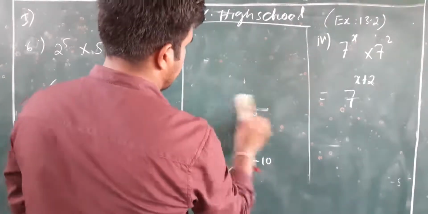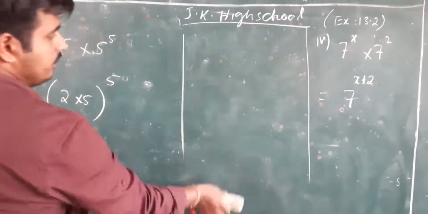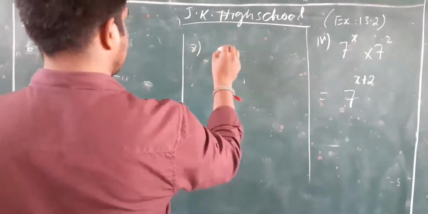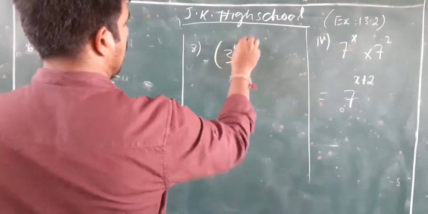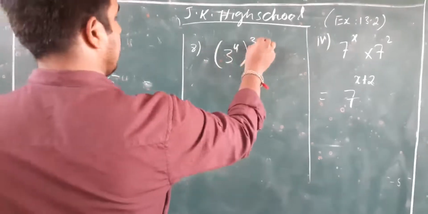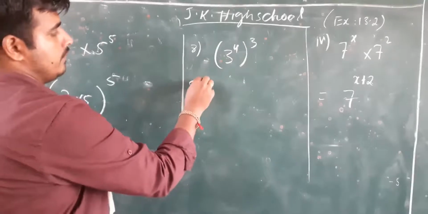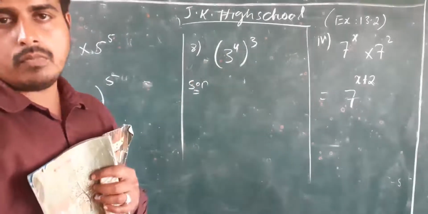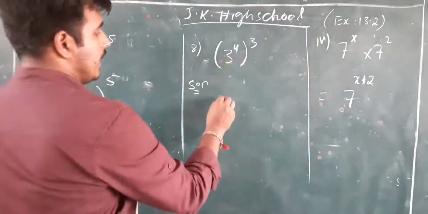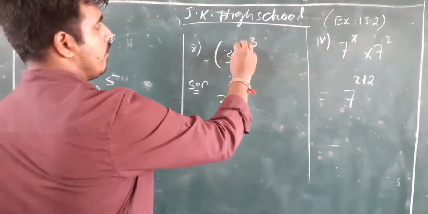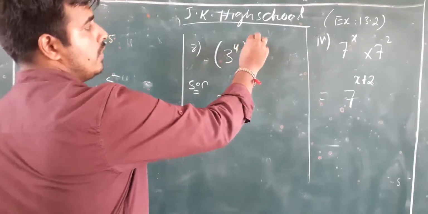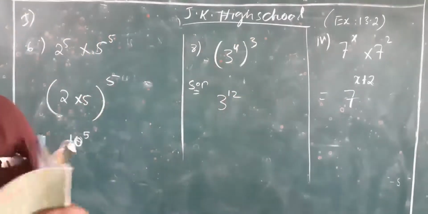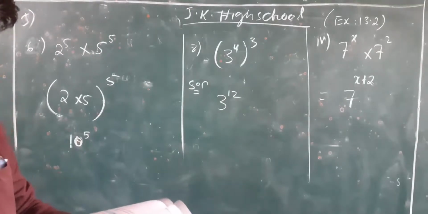Then the last one I am going to deal with is the 8th one. Last question from this exercise. That is 3 raised to 4 whole cube. Solution. 3 raised to 4 whole cube. a raised to m whole raised to n is directly a raised to m into n. This bracket acts as into, and 4 3s are 12. Answer is 3 raised to 12. That's it. Right?